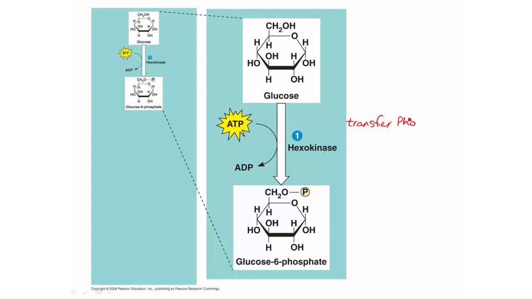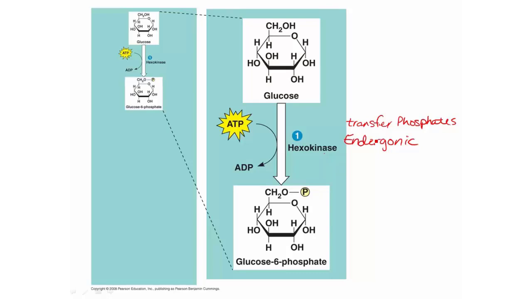So if we can see that this is a kinase enzyme, we know that it is going to have something to do with phosphate groups or phosphates. And in this case, this one is actually going to be removing a phosphate from ATP and adding it onto our glucose molecule. This step, step number 1, is going to be an endergonic step.